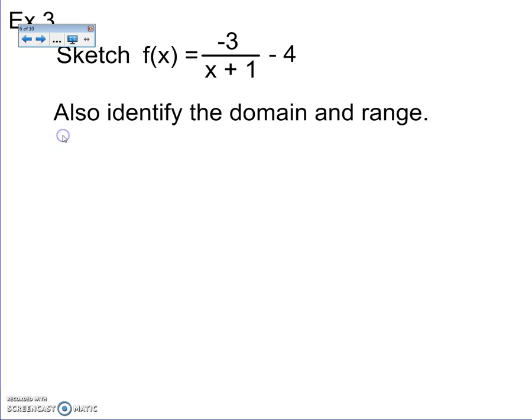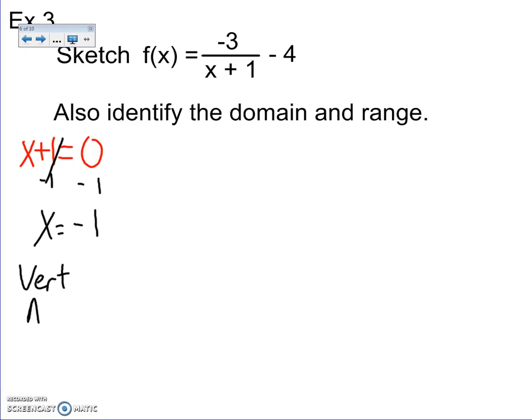Example 3, sketch this. Well, again, step 1, find the vertical asymptote, set the bottom equal to 0. So the denominator equals 0, I subtract 1 from both sides. X equals -1. That is my vertical asymptote. Alright, find my horizontal asymptote. Well, that's my k. K equals -4. So that's my horizontal asymptote.